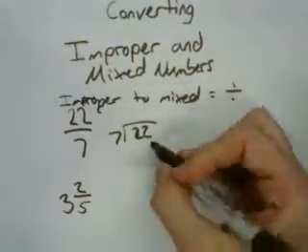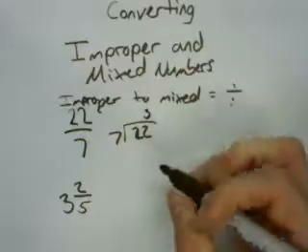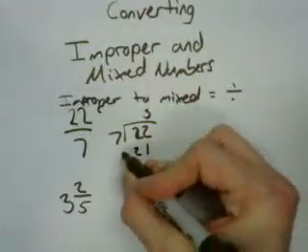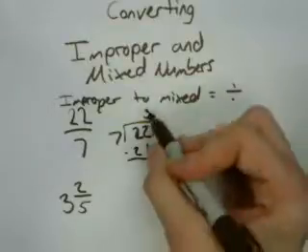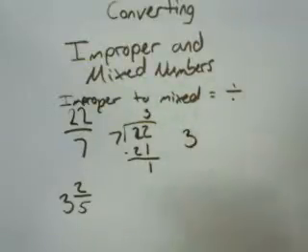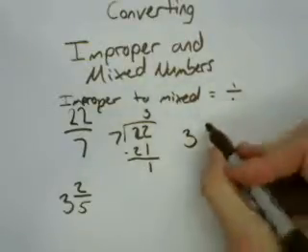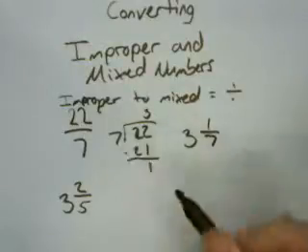So 7 goes in 22 3 times. 3 times 7 is 21. And I have a 1 remainder. This means that I went in 3 whole times. I have 1 remaining. And they were sevenths.